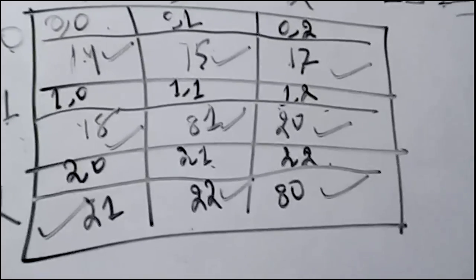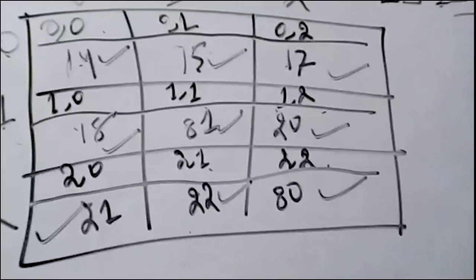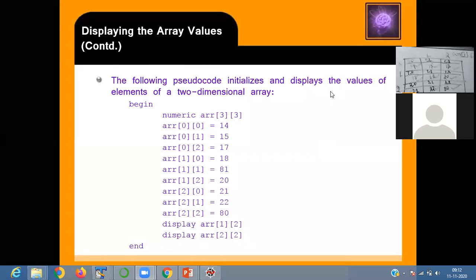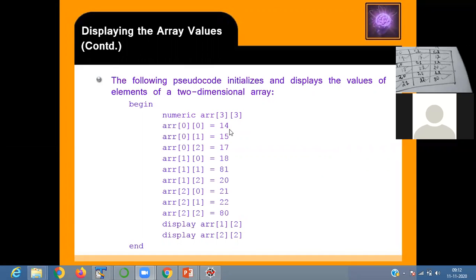Now I am sharing the screen. If you compare the video and this text, 0 0 is 14, so here we store 14. 0 1 is 15, so here we store 15. 0 2 is 17, so in 0 2 we are storing 17. 1 0 is 18, so in 1 0 we store 18. 1 1 is 81. 1 2 is 20, we are passing 20. 2 0 is 21, we are passing 21. 2 1 is 22. 2 2 is 80. So these are the values we have stored here.